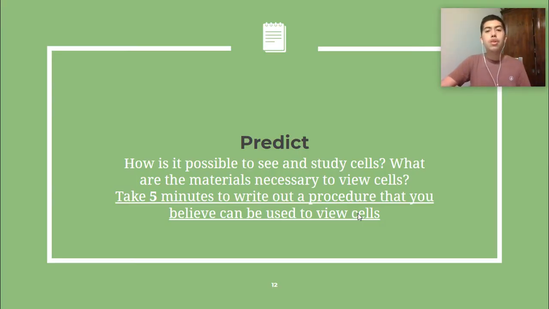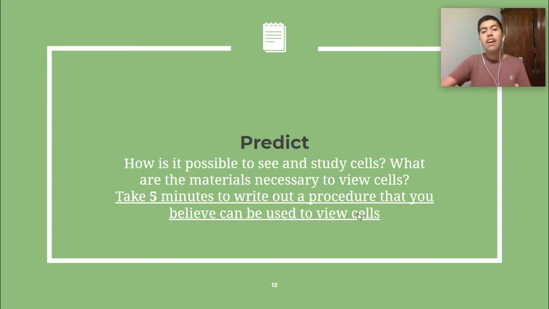So now that you've done the most valuable organelle activity and you've discussed with your classmates and you've learned the organelles and reviewed them, now we're going to talk about looking at cells under a microscope. We talked about it before, and we looked at the photos, how the plant cells look different from animal cells. So now we're going to predict, how is it possible to see and study cells? What are the materials necessary to view cells? If you look at your hand or you look at a plant, you don't see any cells. But how is it possible to get those pictures of cells?